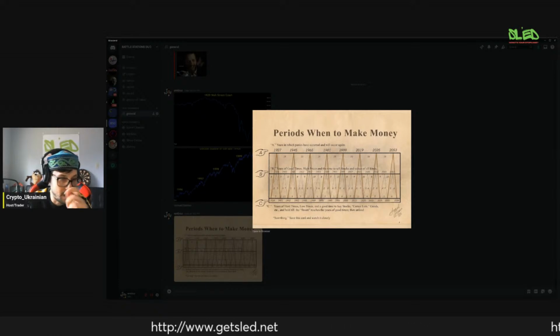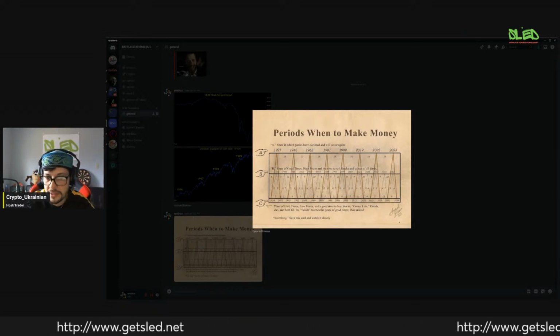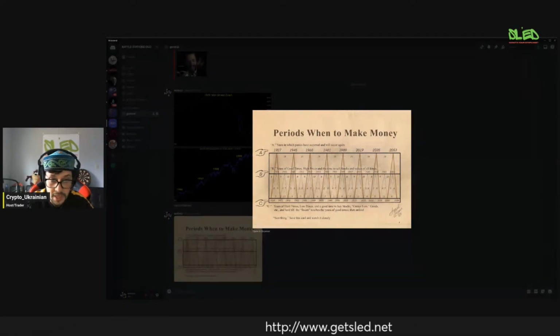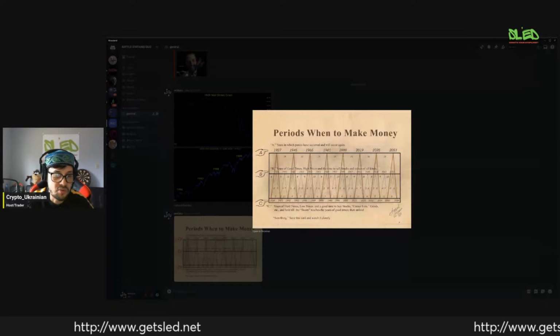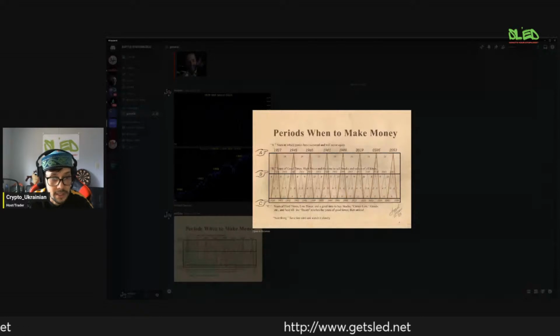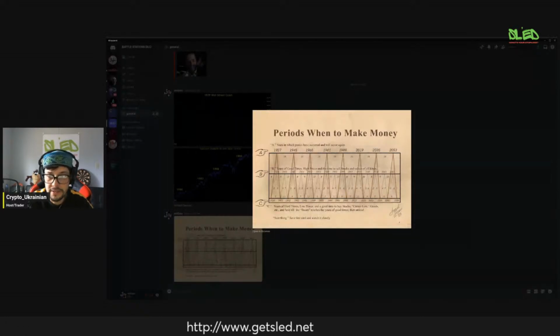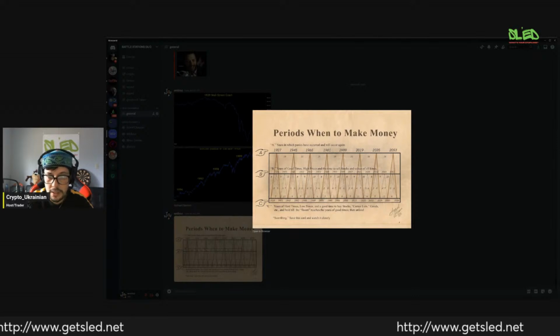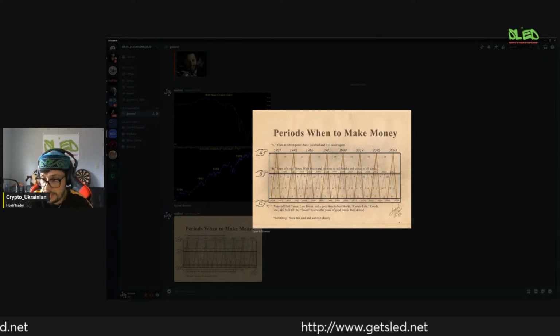Samuel Banner, he was a prosperous farmer in the 19th century. He faced a significant setback when he lost everything in 1873. The loss of that money and of everything he had sparked an interest in market fluctuations and cycles, leading him to conduct extensive research. Banner discovered a compelling pattern in market cycles, which he then documented. And this chart is actually from his book.